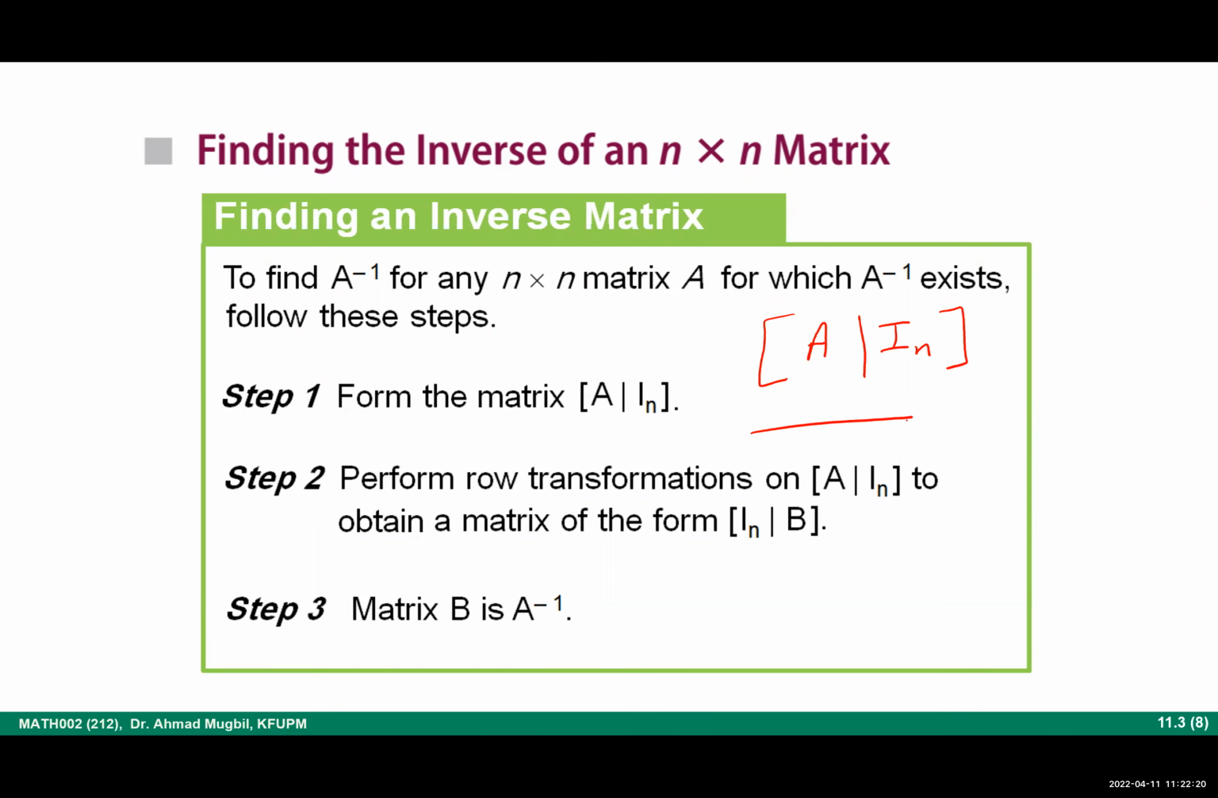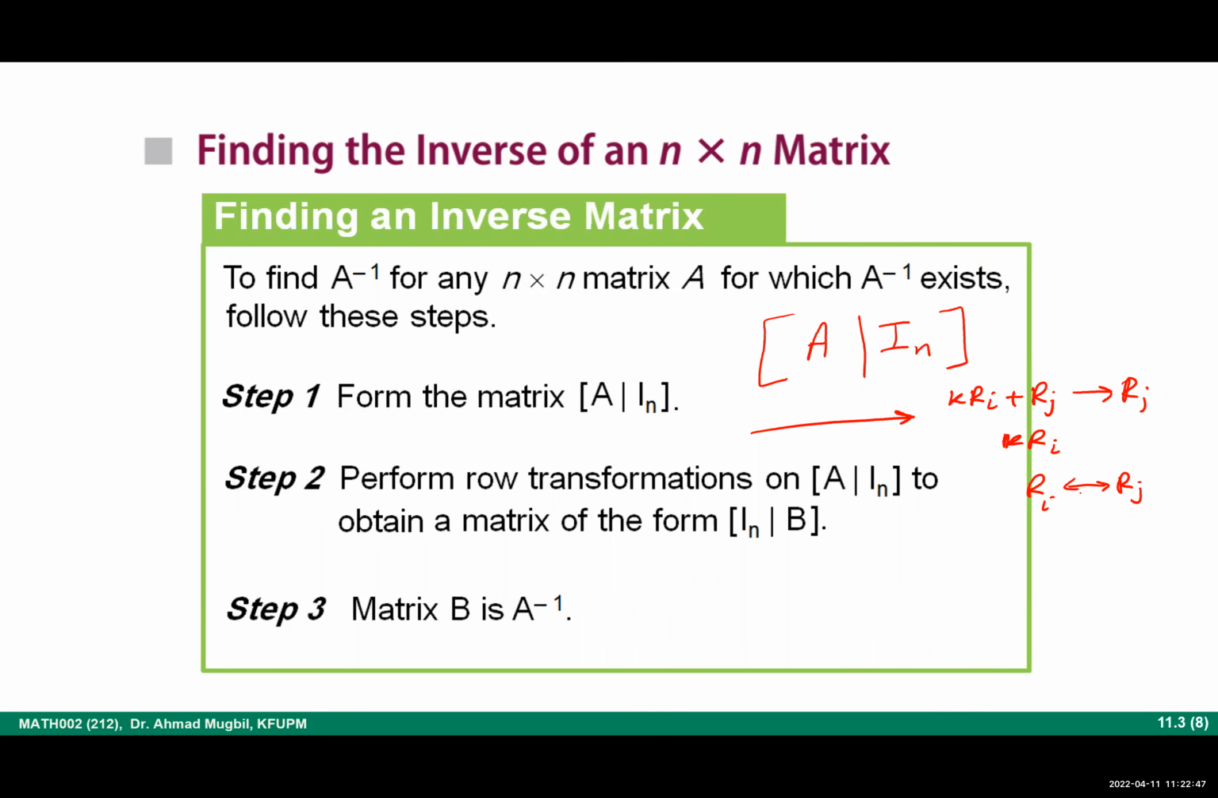Then we will do elementary row operations. Do you remember we have 3 elementary row operations? Multiplying a row by a number, then adding it to another row and writing the result in that row. The other way is to replace a row by multiplying that row by a number. Or we can interchange 2 rows. These are the 3 operations that we can do on this matrix.